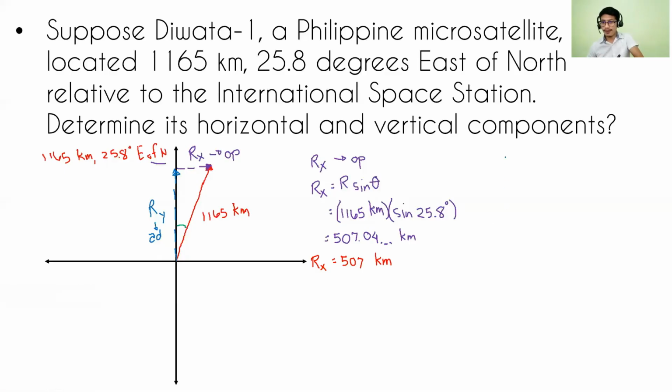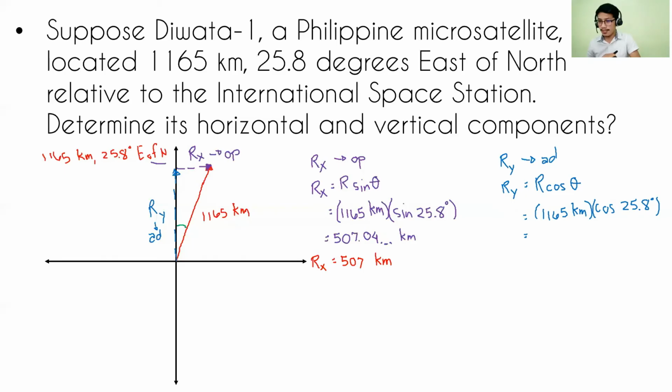Ry tayo. So, since Ry is the adjacent side, tingnan dito, adjacent yung Ry natin. So, that means Ry is equal to, ano ba yung gagamitan natin basta adjacent? Adjacent is cos. Or, since sine na ang ginamit mo dito, that means dito, cosine. So, R cosine theta. R is 1,165 kilometers times cosine of 25.8 degrees.